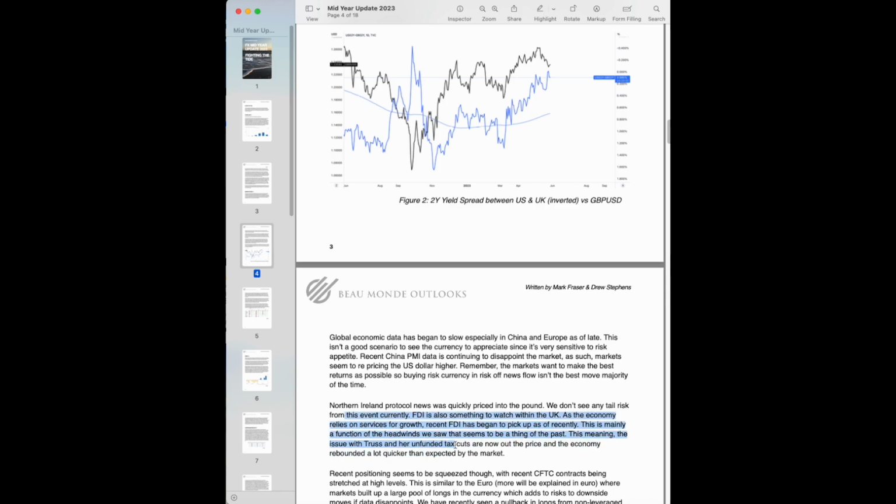We were also mentioning the FDI component of the pound in regards to the Northern Ireland Protocol. We also mentioned how the economic data in China and Europe began to slow, and this is a good scenario to see a currency appreciate since it's very sensitive to risk appetite. And of course, markets seem to be pricing the dollar higher as a result of that.